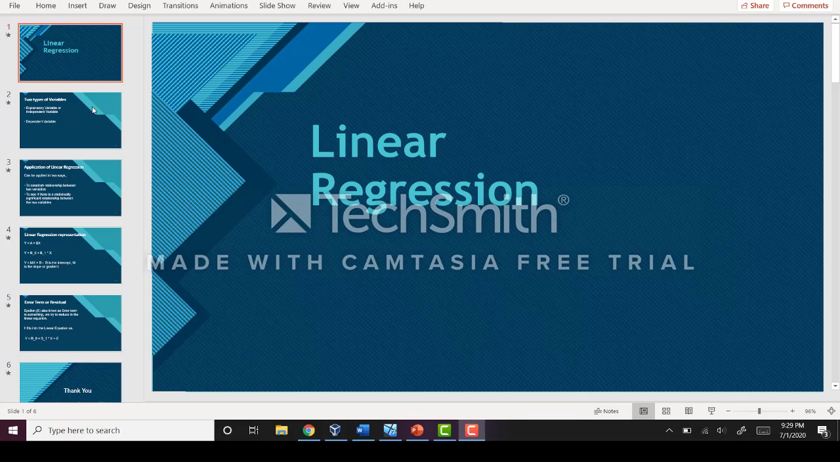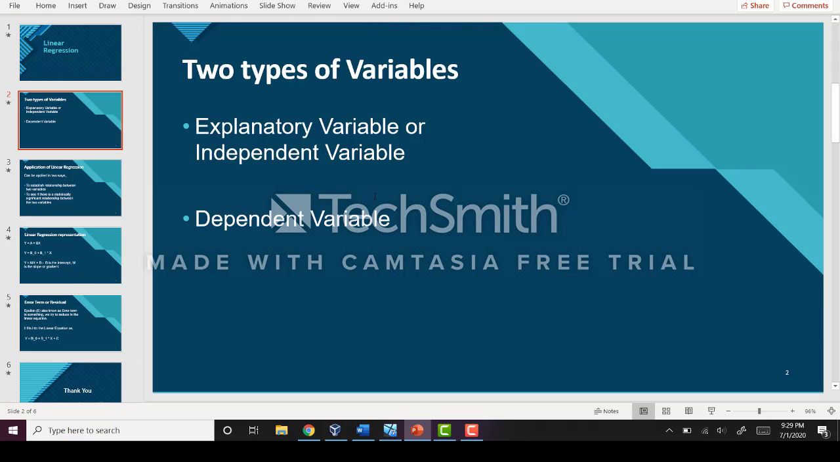So there are two types of variables in linear regression. One is the explanatory variable or the independent variable. The other is the dependent variable. The dependent variable is a variable whose value we want to explain or focus on, and the independent variable explains other variables, and it does not depend on anything else. It is independent.